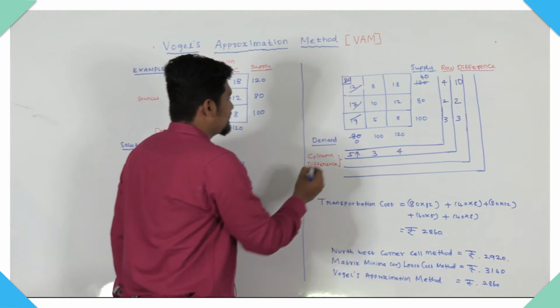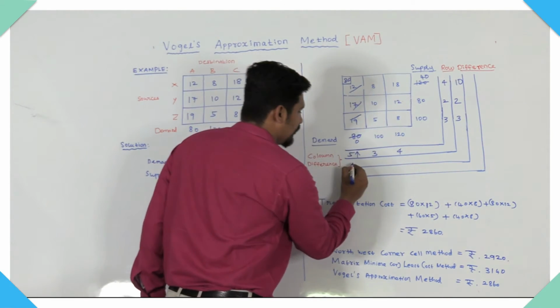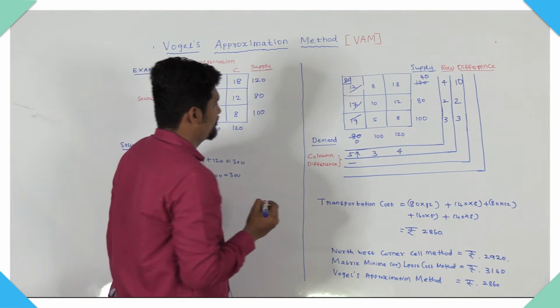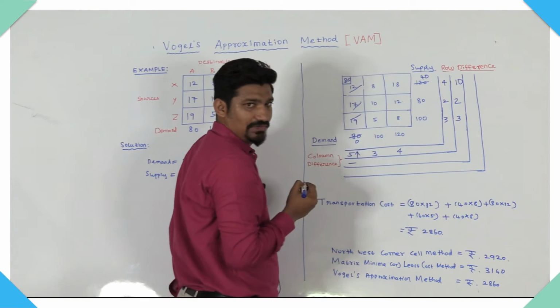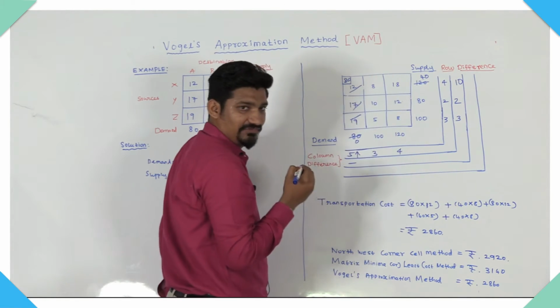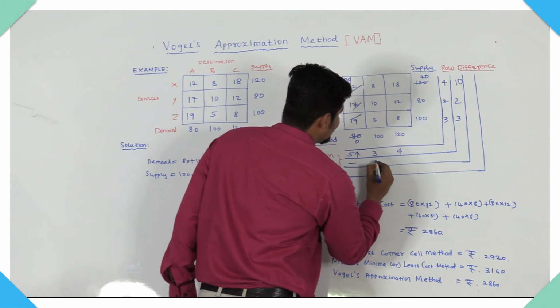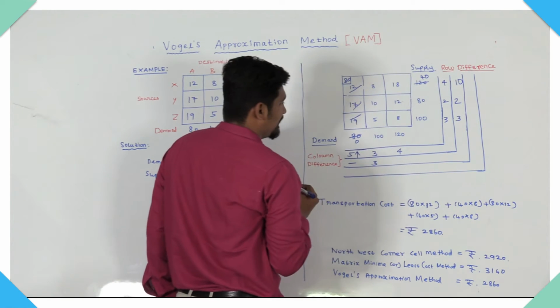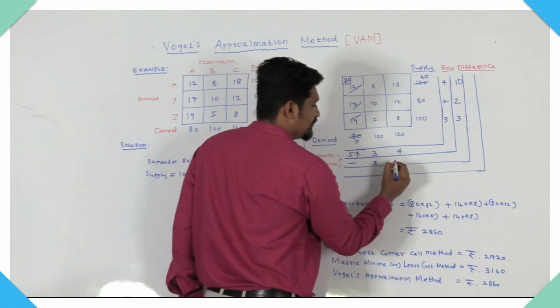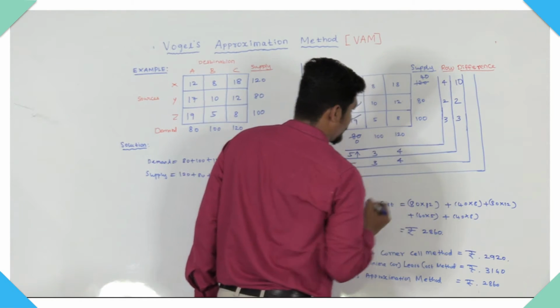But this column is 0, no, so put dash. In column 2, which one is the least value? 5 is the least value, and the next least value is 8. So now find the difference between these two values, that is 3. In column 3, find the difference between the two least values, that is 4.